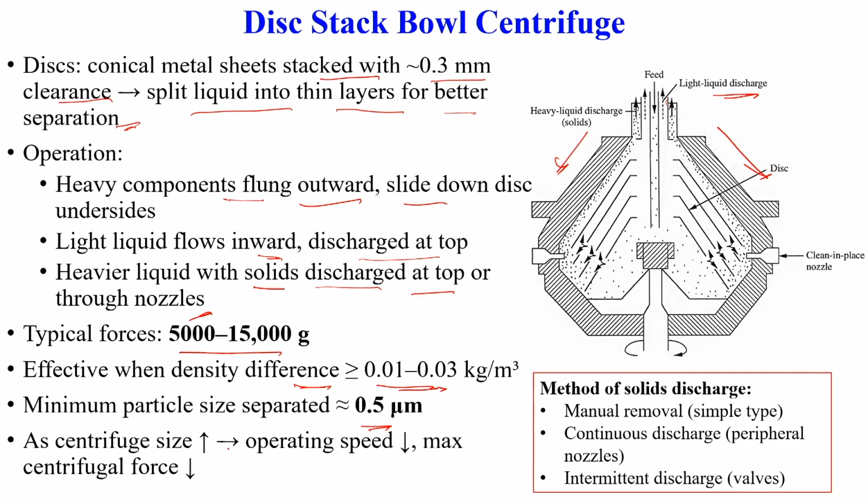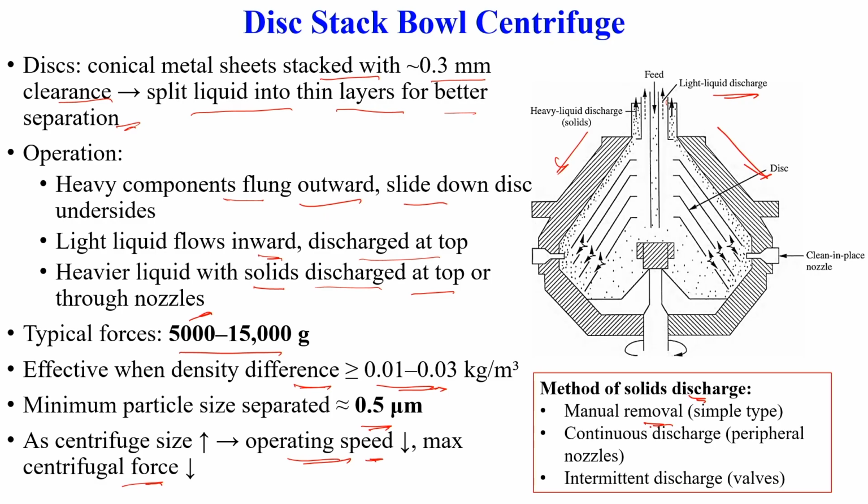It says that as centrifuge size increases, the operating speed also decreases, and then the maximum centrifugal force also decreases. Now, how to separate the solids?